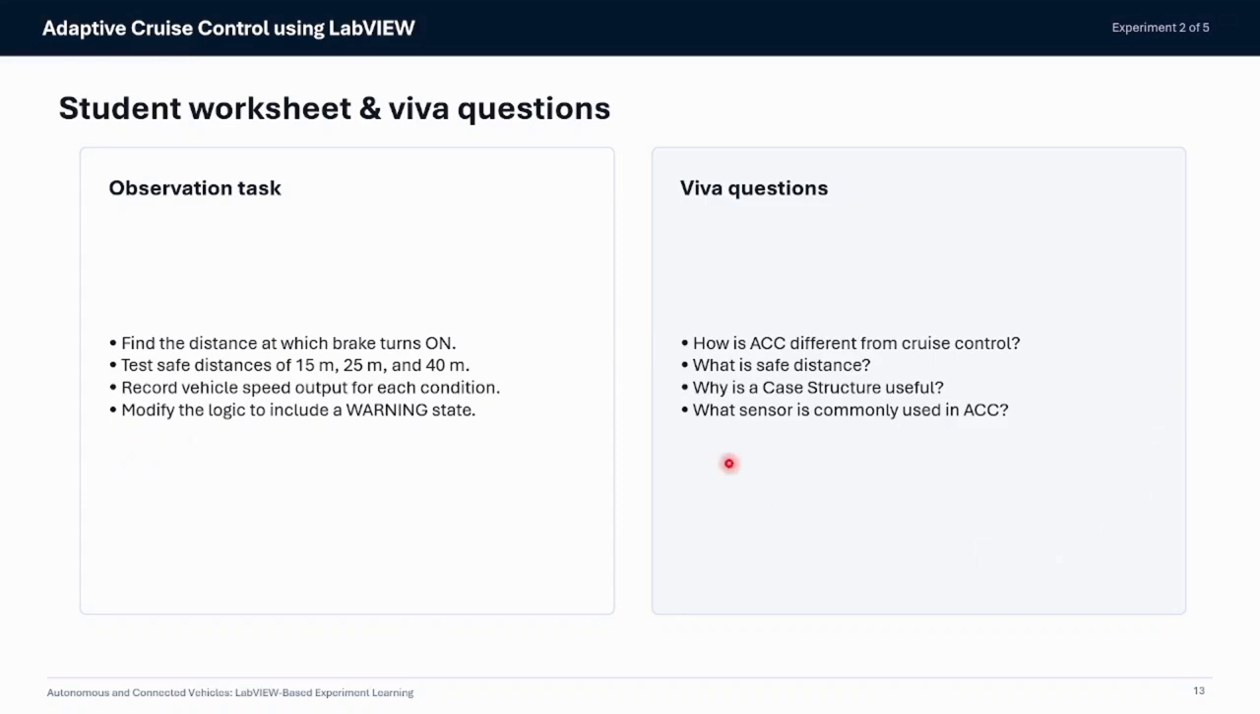So these all are the basic viva questions. How is adaptive cruise control different from cruise control? What is the safe distance? Why is the case structure useful? What sensor is commonly used in adaptive cruise control? Okay, this is theory. Next, we discuss how this adaptive cruise control is implemented in the LabVIEW plot.